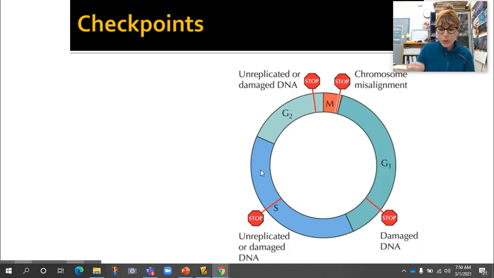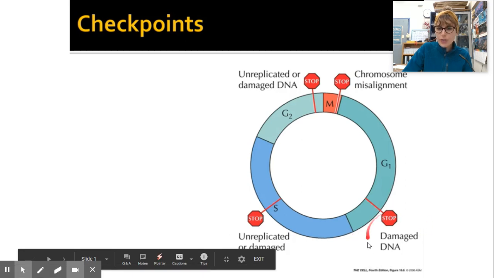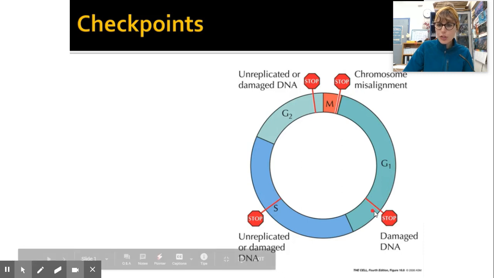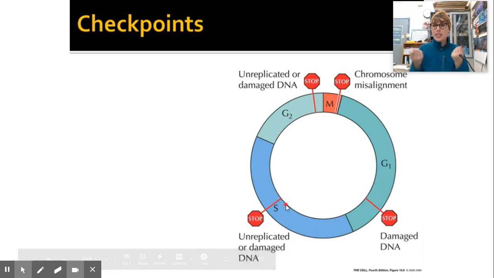being carried out correctly. So, if we look at this image here, we can see at the end of G1, which is the growth phase of interphase, there's a checkpoint to make sure that there's no damage to the DNA. Let's think about why that would be important, because when we go into the S phase of interphase, we're actually going to double our DNA. So we want to make sure that we're not doubling up damaged DNA.